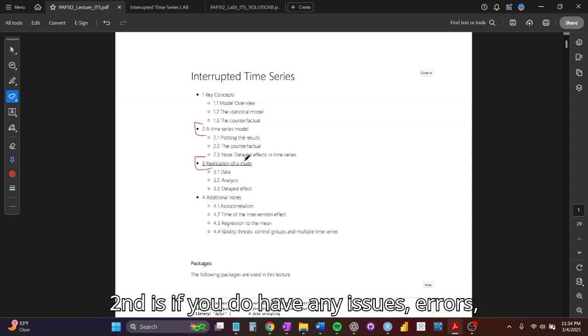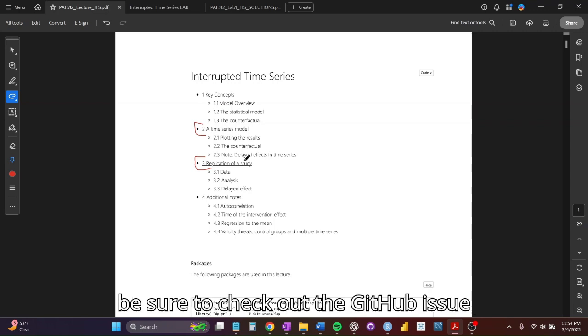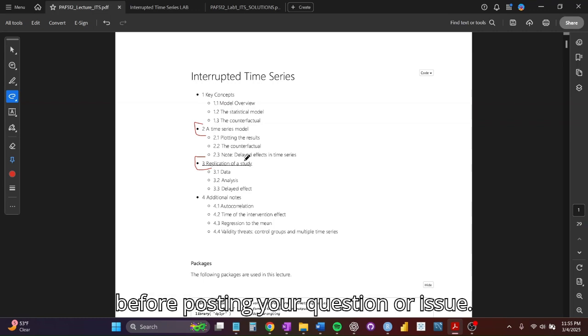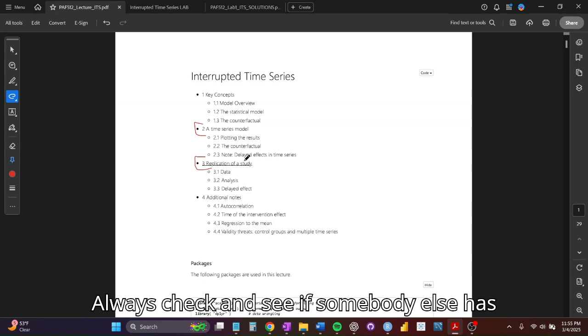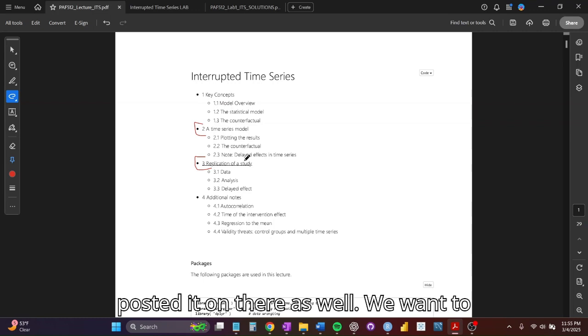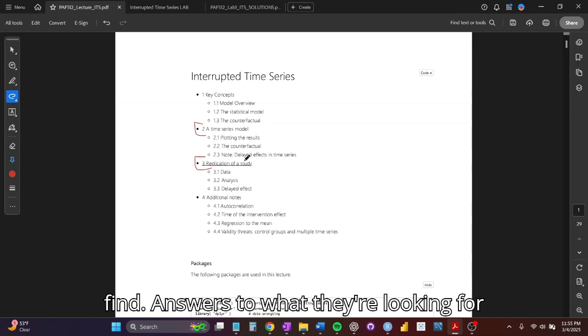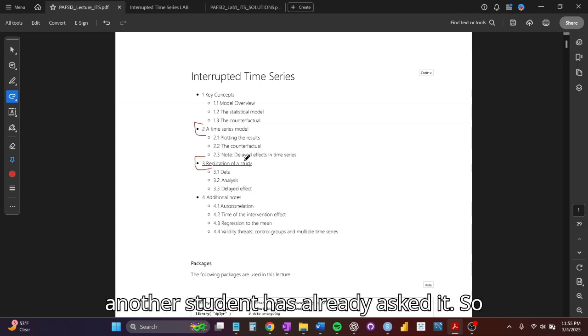Second, if you do have any issues or errors, be sure to check out the GitHub issue tracker, the Get Help link from Canvas. Before posting your question or issue, always check and see if somebody else has posted it on there as well. We want to avoid any kind of redundancies. That way we can make it easier for students to find answers in the event that another student has already asked it.